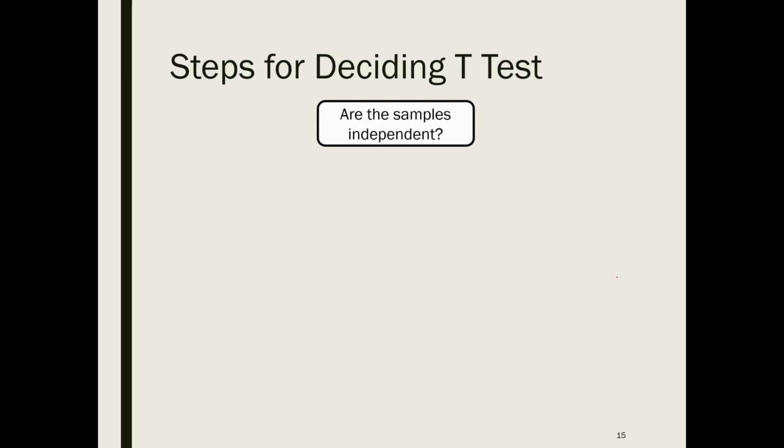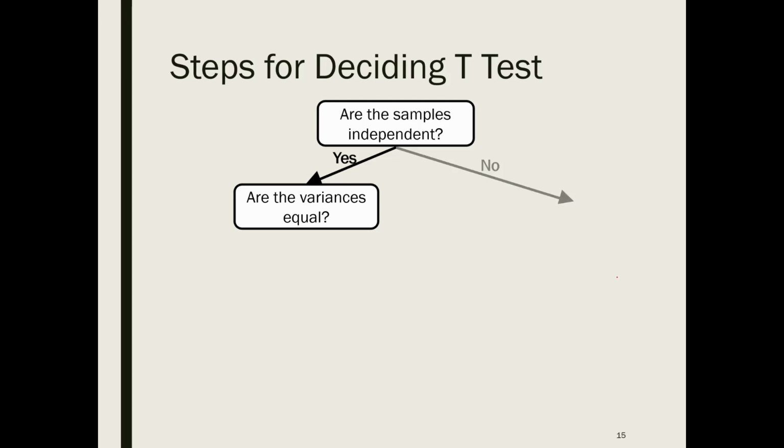Okay, so here is the summary. This is a summary of the steps for deciding which of the three t-tests you are going to use. First of all, ask yourself: are the samples independent? If the samples are not independent, that means they are dependent, right? So we use a dependent sample t-test.